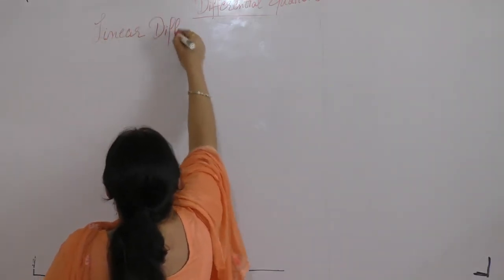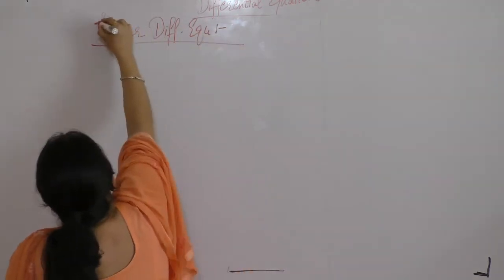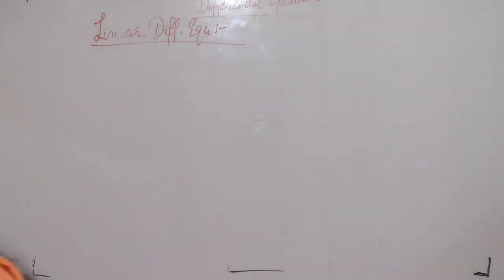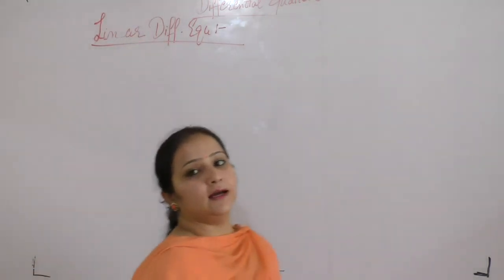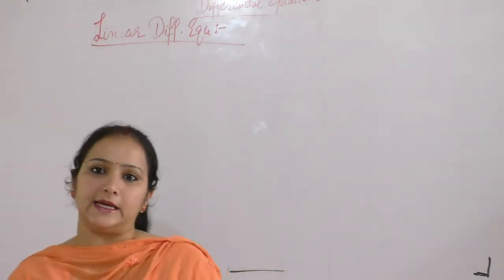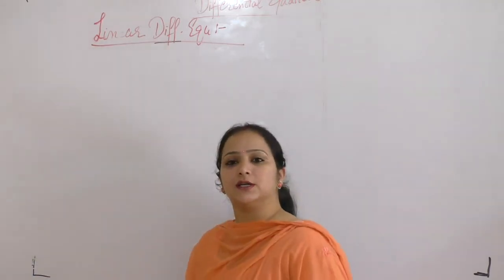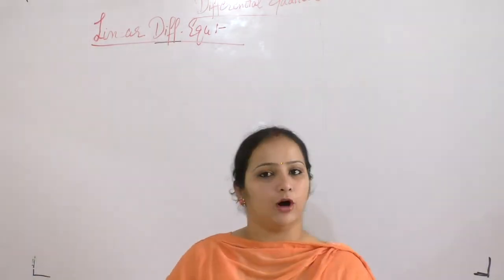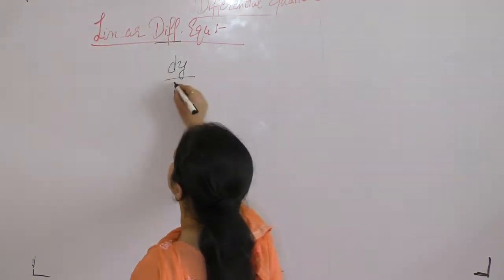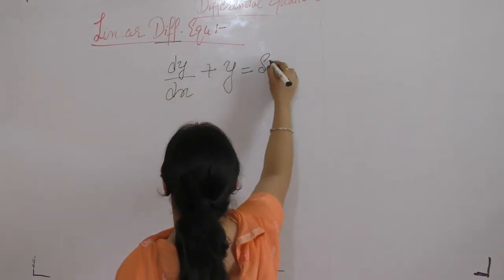Linear differential equation. What do we mean by linear? Linear means the equation or the polynomial has degree 1, and differential equation means the equation in which we have a term of derivative. So dy upon dx plus y is equal to sin x.